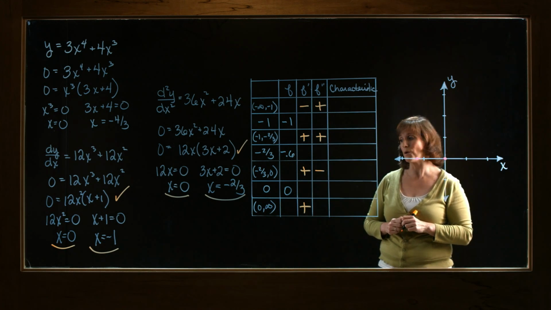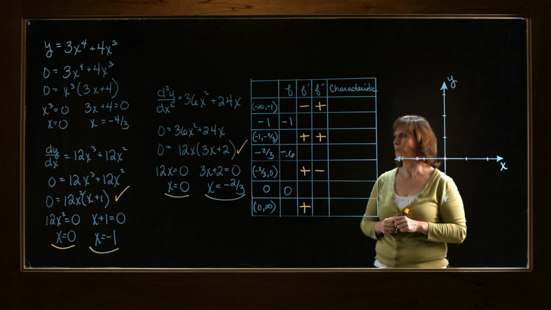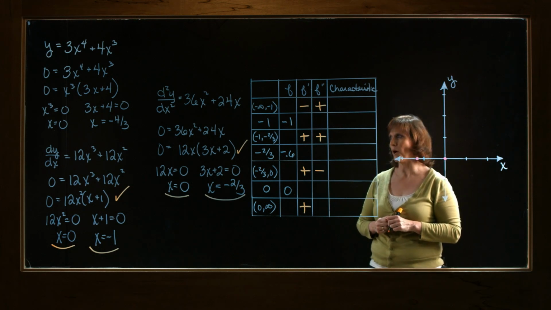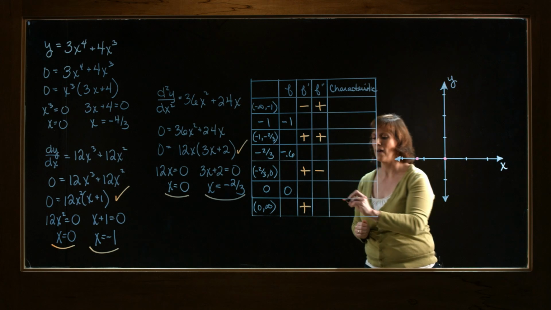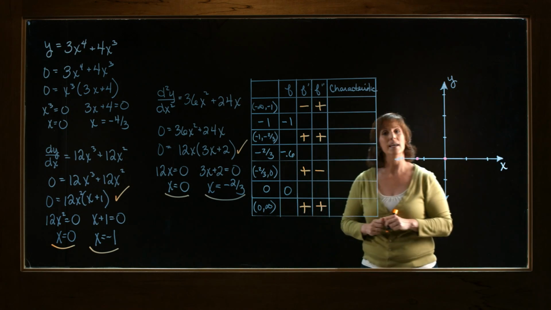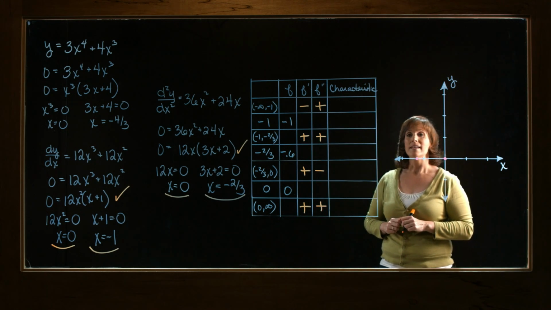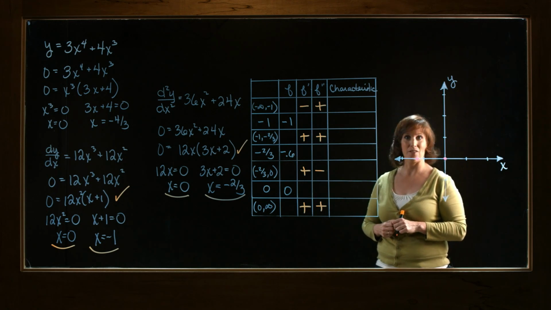And then finally from 0 to infinity. Let's just try 2. 12 times 2, that's positive. And when I plug 2 in here, I'll have a 6 plus 2, that's positive. A positive times a positive is positive. Now we're going to put all of this information together.